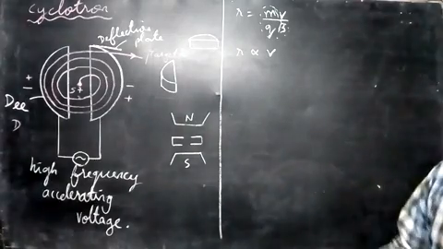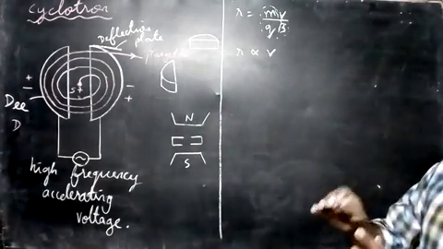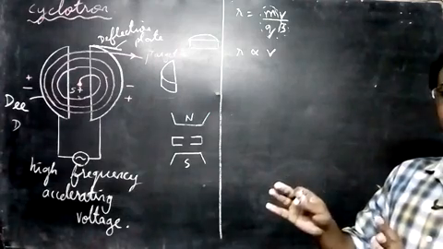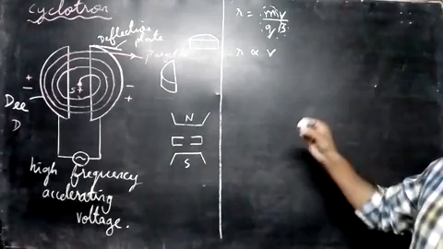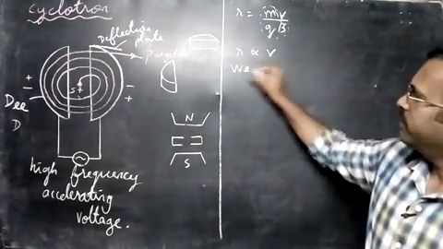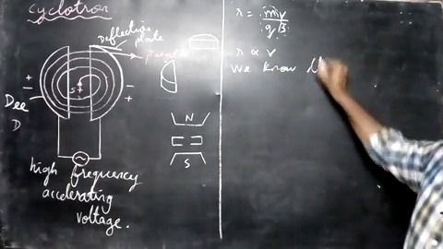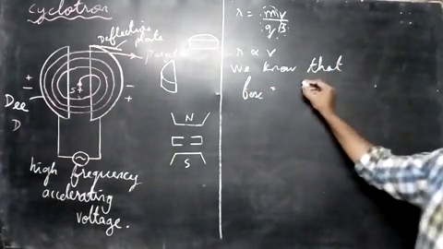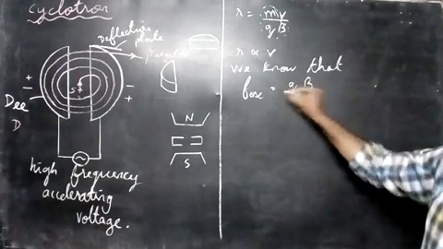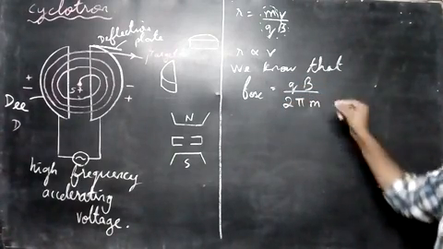Okay, next we'll see. We already learned that when a particle goes in a magnetic field, it experiences a force, the Lorentz force. We also learned the frequency. So we know that the frequency of oscillation comes to be qB by 2 pi m. This we already derived.